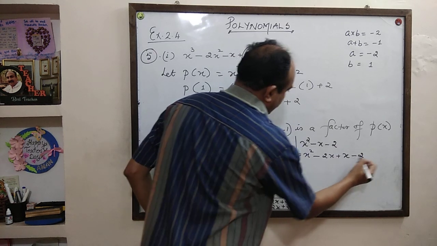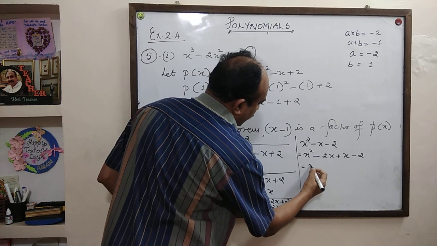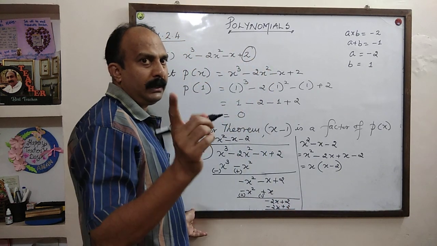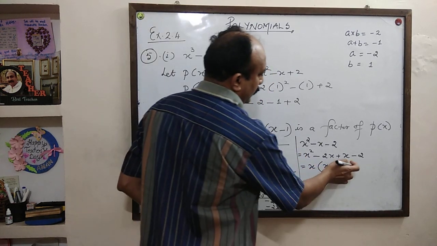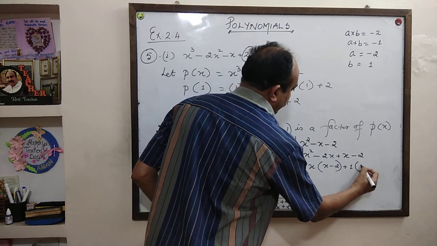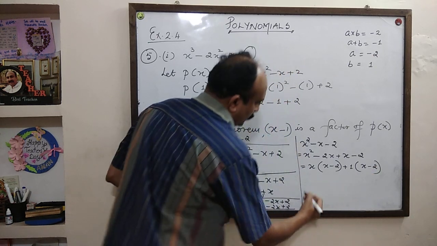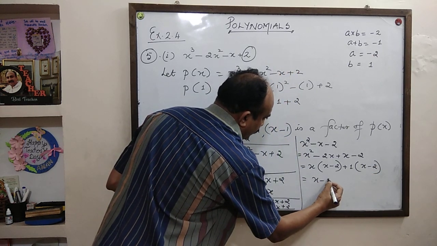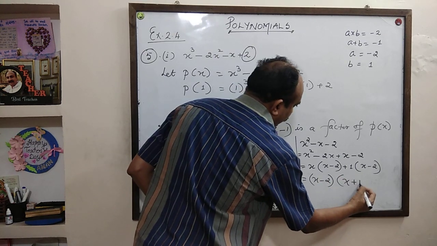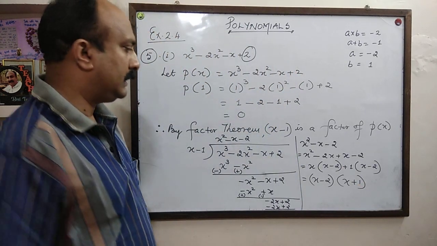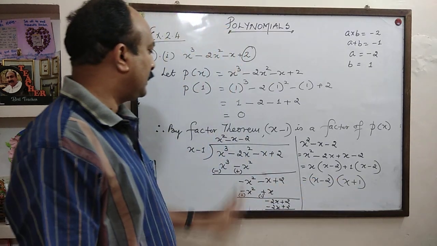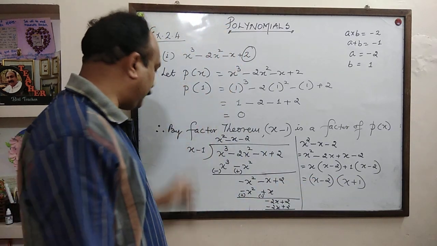Now what is left? Minus 2. What is common here? X is common. What is left? X minus 2. Now we have to bring the same x minus 2 here also. So here already there is x minus 2. So what is common? Plus 1. What is left? X minus 2. Now what is common? X minus 2 common. What is left here? X. What is left here? Plus 1. So we got the two factors of x square minus x minus 2 as x minus 2 into x plus 1. So finally, what are the factors of px?